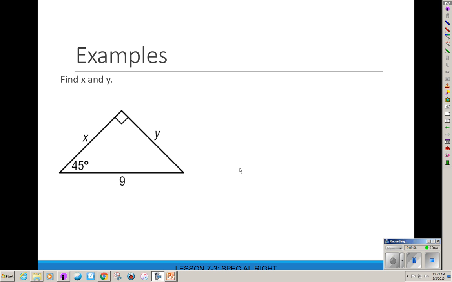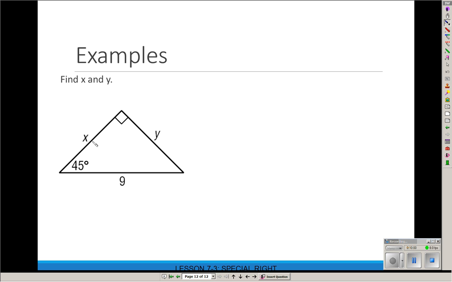In this example, find x and y. Well, I have a right triangle with a 45-degree angle, and I know that 90 plus 45 plus 45 makes 180 degrees for the triangle. This is a 45, 45, 90 triangle. The side I know is 9, which is across from the hypotenuse. I need to find the legs.